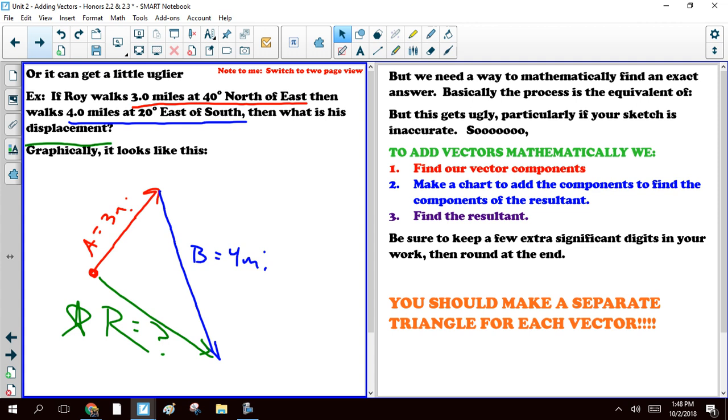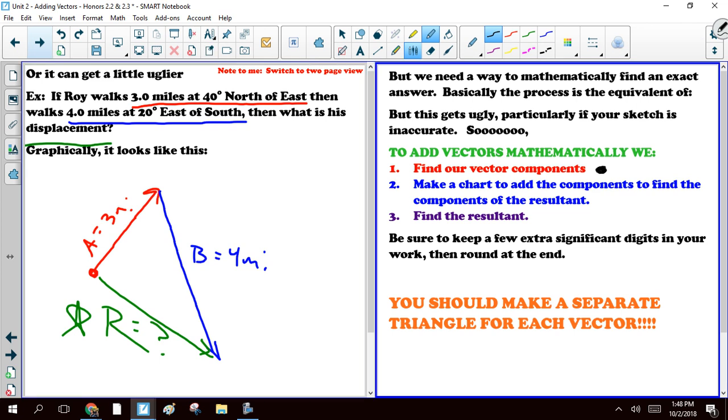So here's the process to add vectors mathematically. The first thing you're going to do is find the components of all of your vectors, all the given vectors. Then you make a little chart to add the components, and that allows you to find the components of the resultant.